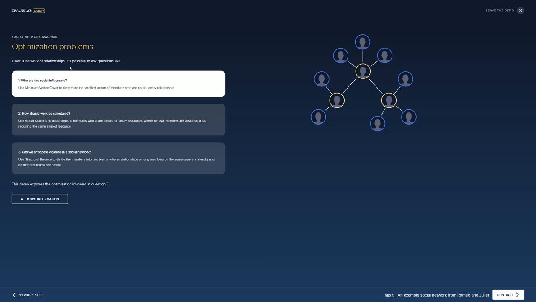Given a network of relationships, it's possible to ask questions like, first, who are the social influencers? Who are those people, you know? Use minimum vertex cover to determine the smallest group of members who are part of every relationship. So this guy is a part of a relationship. These are the key holders in some way. I guess that one has the largest one because it's connected to every group. It's like the main one.